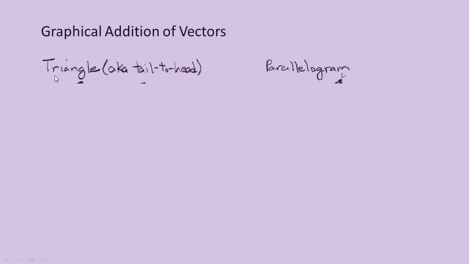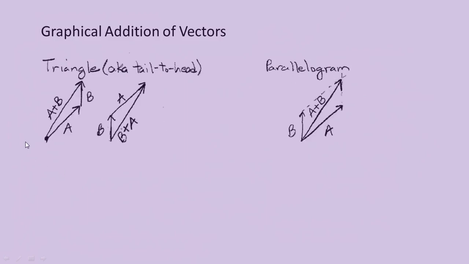Now let's talk about how we add vectors graphically. There are two ways of doing this, and they'll yield the same results. There's the triangle method, which is also known as the tail to head method, and the parallelogram method. So let's look at some examples. First, let's take vector A and vector B, and we're going to add them.